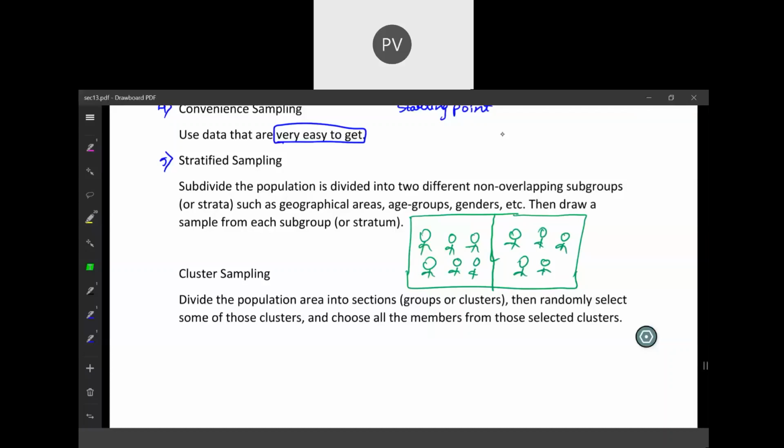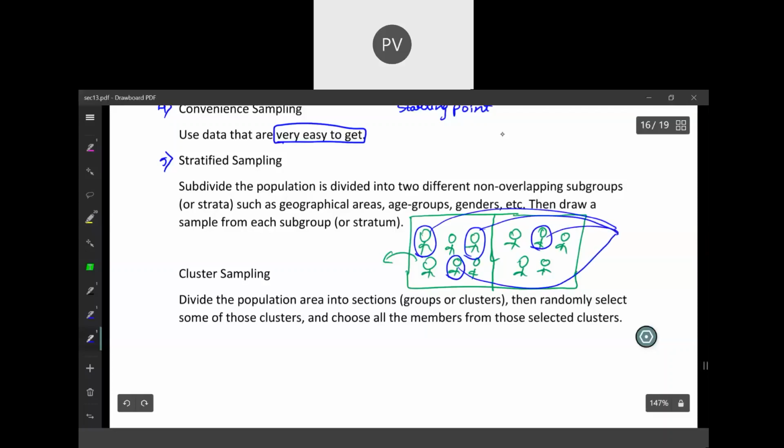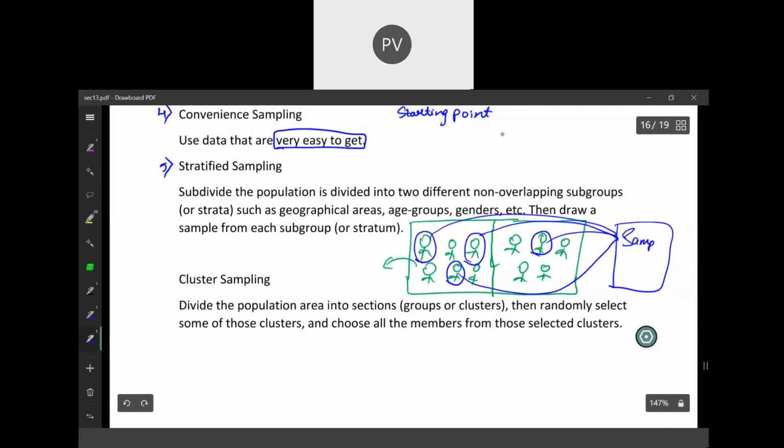Now you are dividing the whole group into 2 subgroups. And now I will be choosing like 3 people from here. I will be selecting 1, 2, 3 people from here, and I will choose 1 person from here, and then I will put all these 4 people into another group that I will call the sample. This process is called stratified sampling.